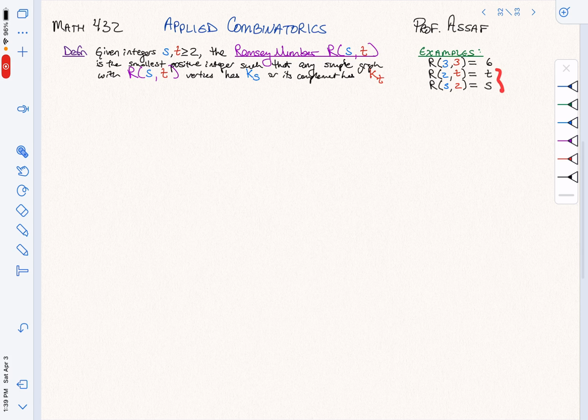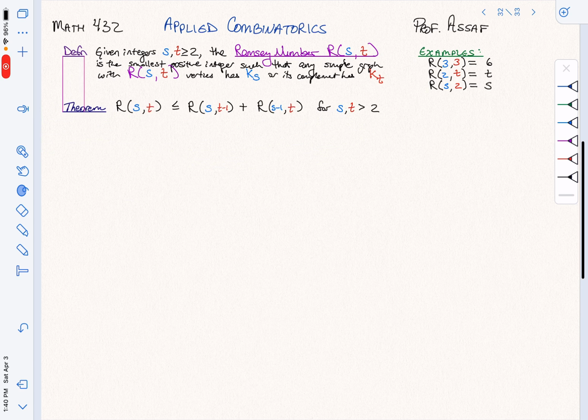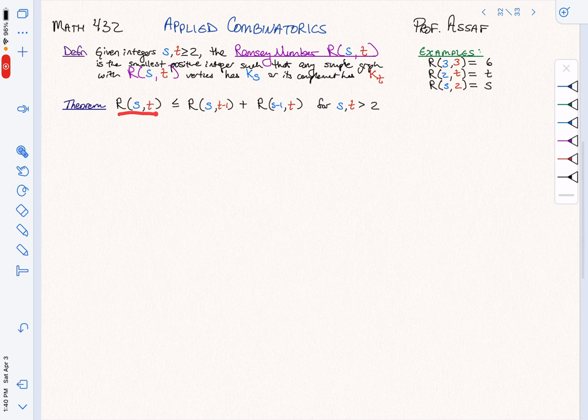We also found that if we take either s or t to be the number 2, we can also compute the Ramsey number. We can think of these as sort of base cases for computing Ramsey numbers using the following amazing bound. This is a great upper bound that we have for Ramsey numbers. It says that if I'm computing the Ramsey number for s,t, then it's at most what I get for the Ramsey number of s,t minus 1 plus the Ramsey number of s minus 1,t. And this is whenever s and t are at least 2.